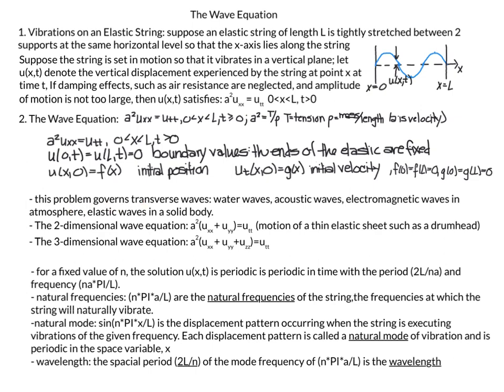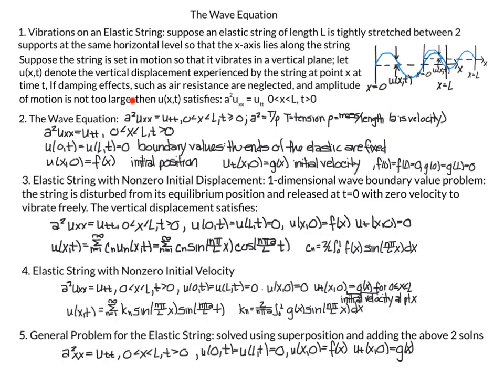So this problem governs transverse waves, water waves, acoustic waves, electromagnetic waves in the atmosphere, and elastic waves in a solid body. There's a two-dimensional version and a three-dimensional version here, right? We're only looking at vertical displacement, so we have a one-dimensional version. We have other formulas here for the period and the frequency of this wave, as well as natural frequencies and natural modes. And also I should mention that when we calculate rho, it needs to be in slugs, which we did in an example where we calculated this rho.